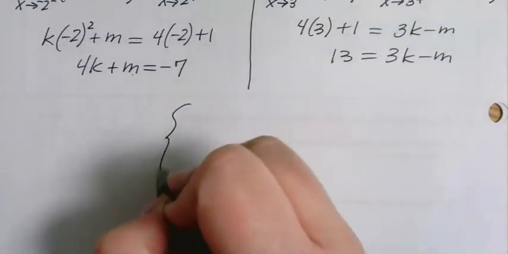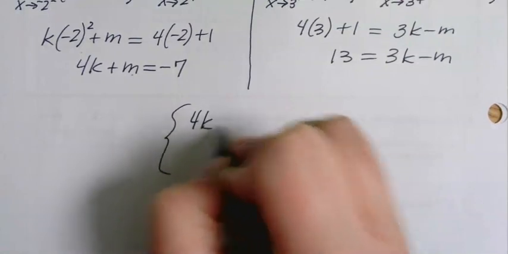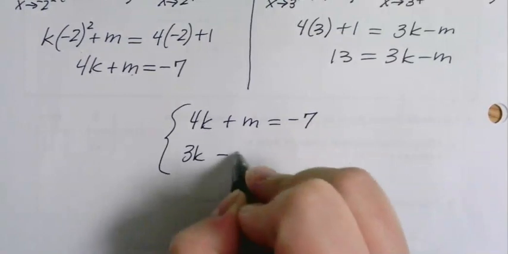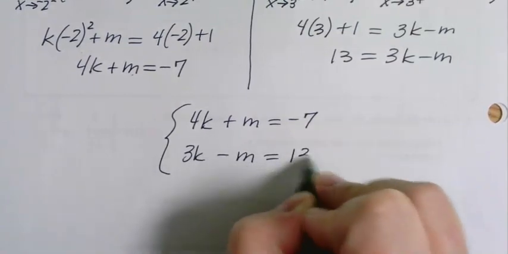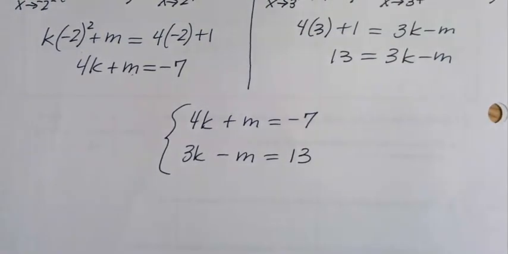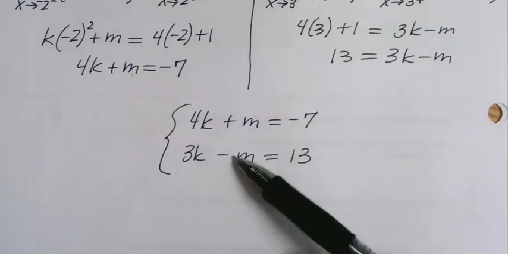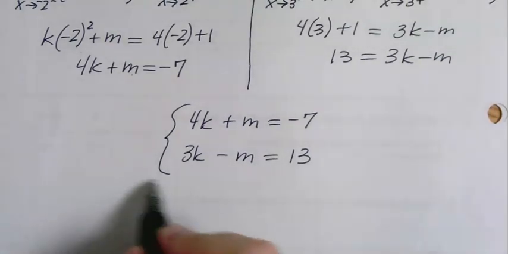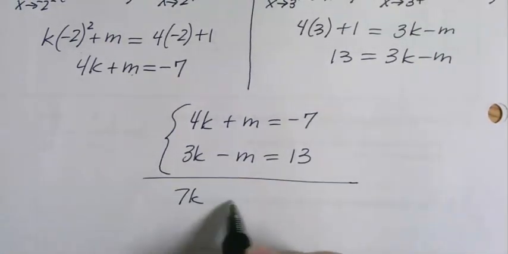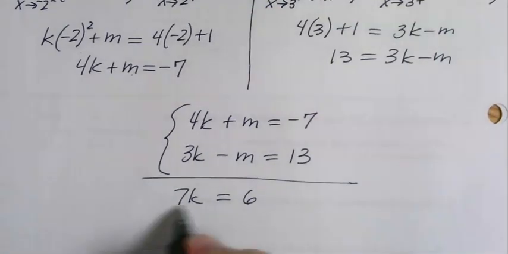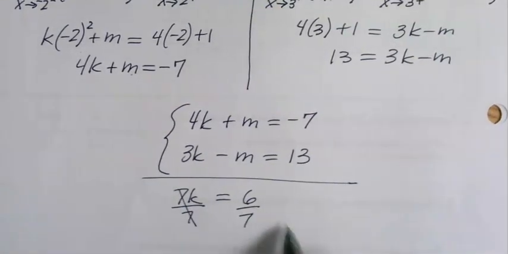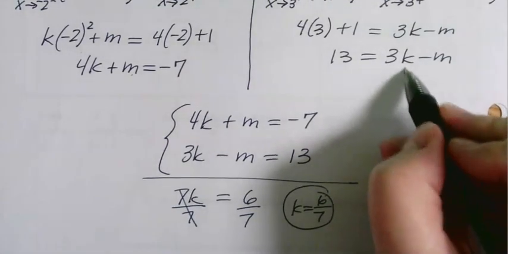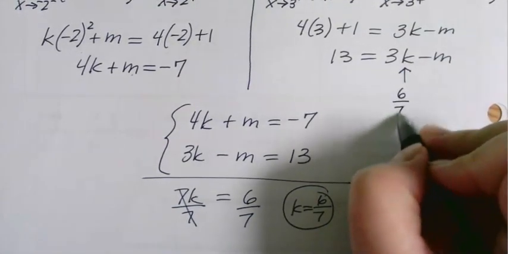Okay, so let's do that. I'm going to put them in alphabetical order, k before m, putting them together in a system. The easiest way to solve this system is elimination because we already have the coefficients of one of our variables being opposites. So I can add them together, top to bottom, and I get 7k equals 6, k is 6/7, and then I can plug in 6/7 wherever I want to find m, like right there.